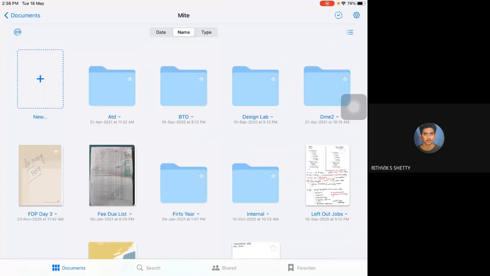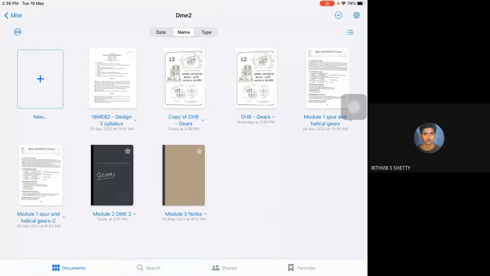Okay. Now I would share this particular thing with you, the module number 1 notes. So do not depend on my notes. Okay. So you have to write your notes. That is very important. Okay.